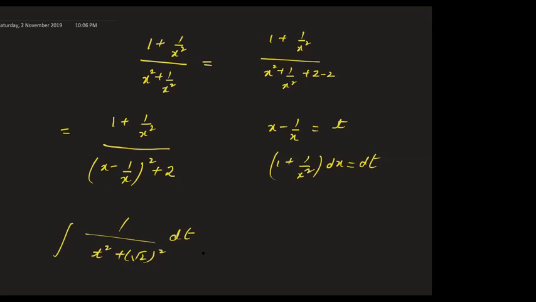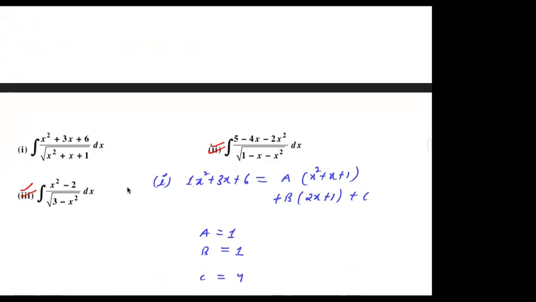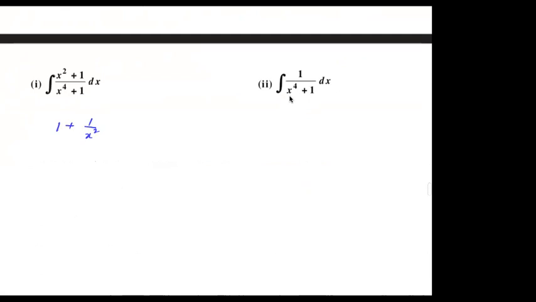And this we already know, we have many times studied that this is nothing but 1 by a tan inverse x by a. Or here we have t, so t by a. We'll substitute t is this, right? So we'll try to convert into the standard forms and then we'll try to proceed. So the second part is also similar to this. So let us move on to the second part. So what does the second part say? So second part is nothing but 1 upon x raised to power 4 plus 1.